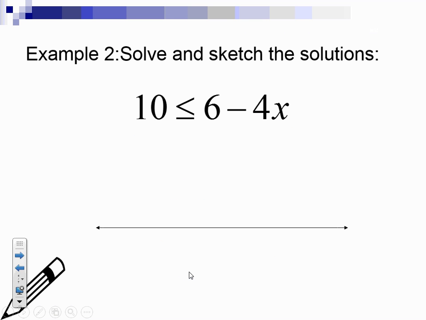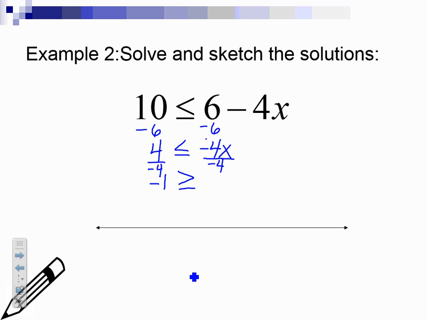Let's do another one like that. This one we have 10 is less than or equal to 6 minus 4x. So if I'm trying to get x by himself, I might subtract 6 here. And I would get 4 less than or equal to negative 4x. And this is a situation where I'm going to divide by the negative 4. And remembering that special rule, when you divide by that negative, the inequality flips sign. So it becomes what was written as a less than sign there becomes greater than. So this 4 divided by negative 4 is negative 1. And we have x on the other side all by himself.